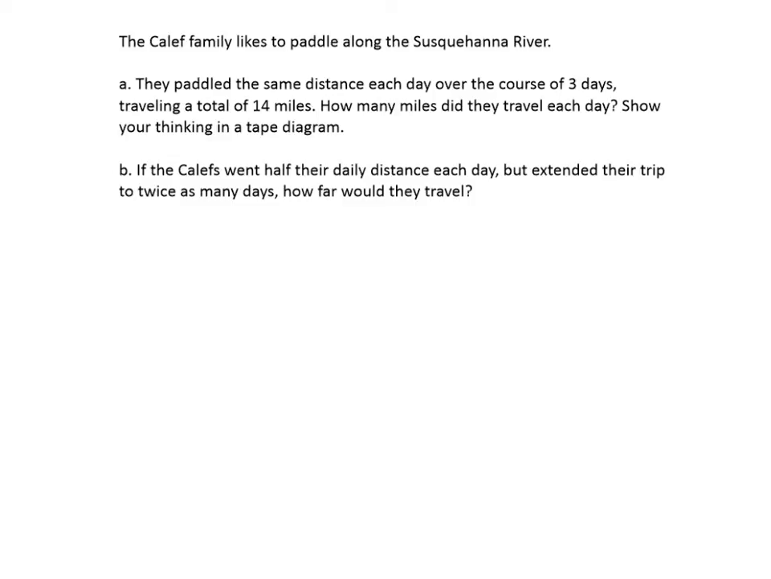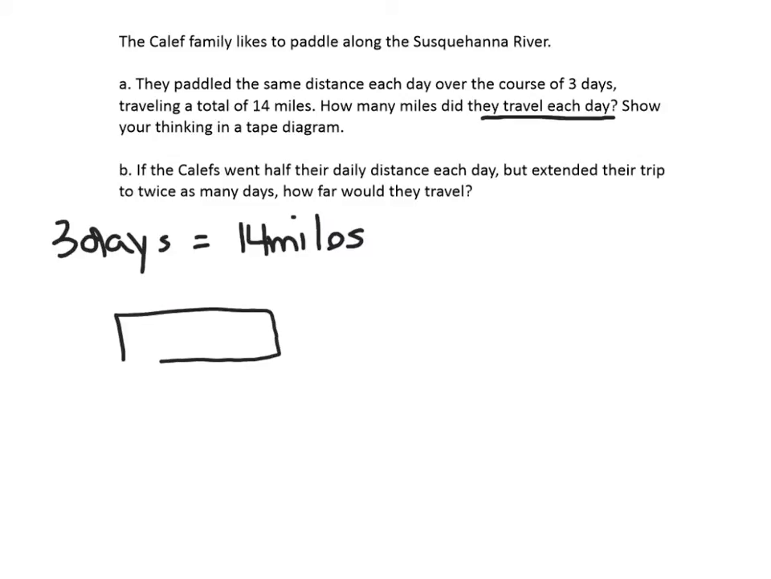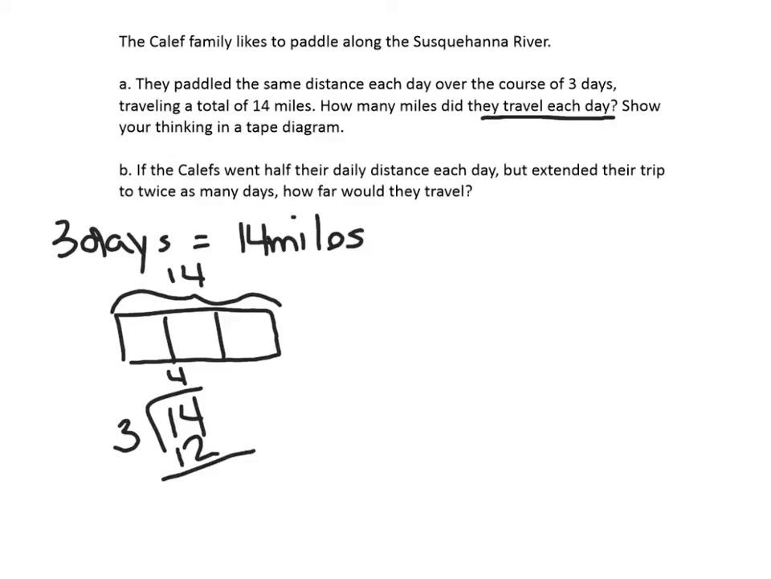So we know they traveled 3 days and they went 14 miles. We want to know how many miles did they travel in each day. So are we going to split the days or the miles? We're going to split the miles to find out how much would be in 1 day. So 14 miles split into 3 days. So we're going to do 14 divided by 3. Now 3 goes into 14 4 times. 3 times 4 is 12. And we get 2 left out of 3. So the family traveled 4 2/3 miles in one day.